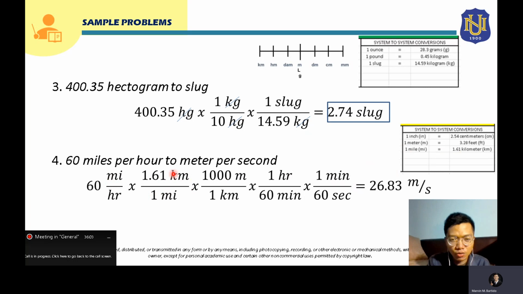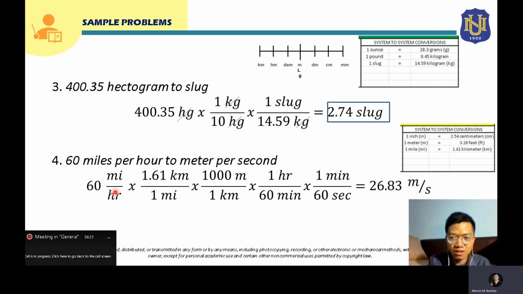From kilometer you can now convert that to meter. So for every 1 kilometer we have 1,000 meters, so it will be canceled. Now it's okay for miles to meter. So let's proceed now to hour to second. We're going to convert hour to second.